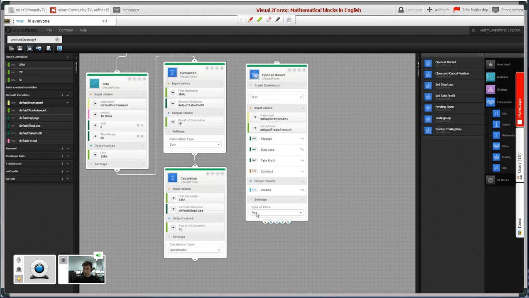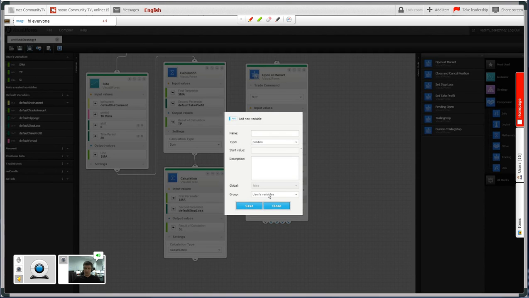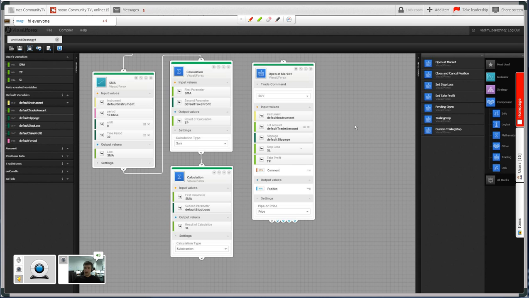We just can use the already calculated levels. We open at market and use our variables for stop loss and take profit. That will open a position with the specific levels. This was the calculation block.